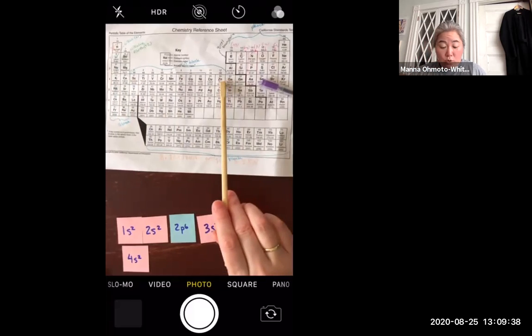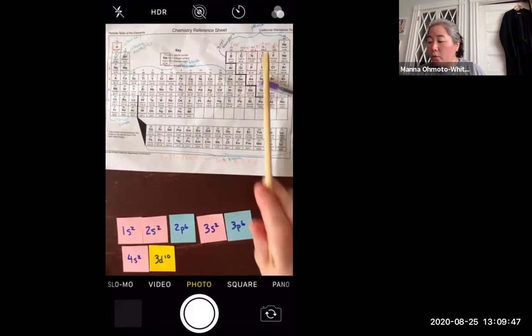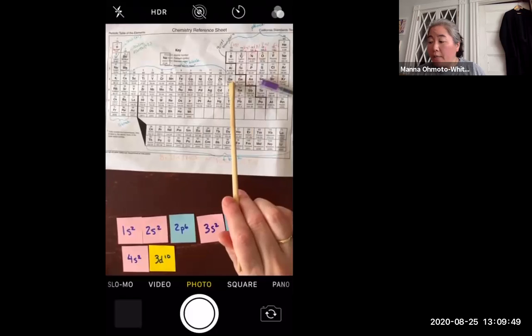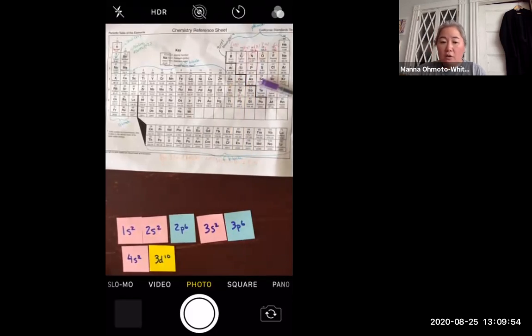filling up my d orbitals, which remember is filled in n-1, so this will be my 3d orbitals, all 10 of them, and now I'm back into the 4th row. So the 4, I'm in the p block, and I'm 4 into the p block, so that will be 4p4. So my electron configuration is going to be 1s2, 2s2, 2p6, 3s2, 3p6, 4s2, 3d10, 4p4.